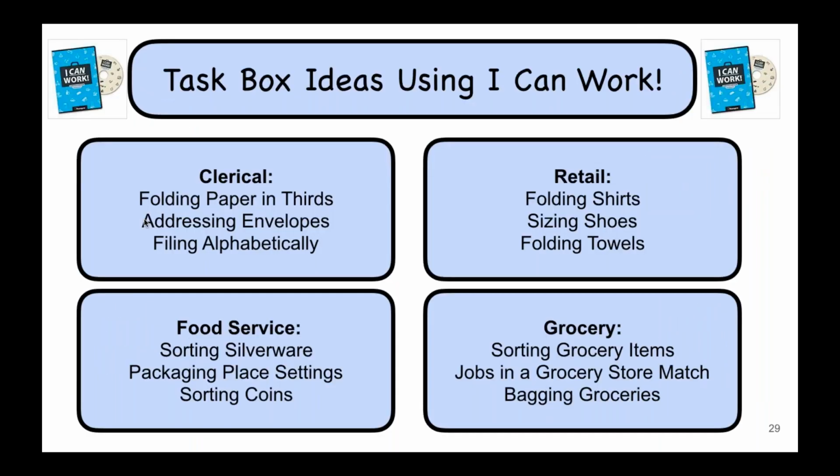There's a variety of task box ideas that you can create in your own setting related to the I Can Work program. In the area of clerical, you can create a task box with folding paper in thirds, addressing envelopes, as well as filing. In the area of retail, you can create a task box with folding shirts, sizing shoes, and folding towels. For food service, there's sorting silverware, packaging place settings, and sorting coins. And in groceries, sorting a variety of grocery items, job match in a grocery store, and bagging groceries. Just to name a few, and again, we can talk further or build on this more, but for tonight's overview, I just wanted to show you the different ways you can use task boxes with I Can Work.